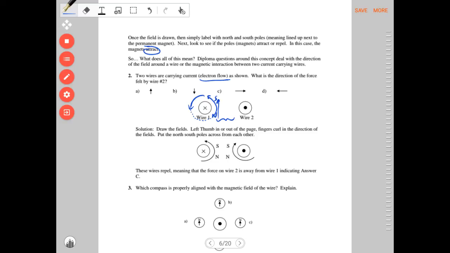Now, drawing the second one, your thumb comes out of the page and your fingers wrap around this way. So they come this way, and then we start here, from north to south. Oh, wait a sec. The south poles line up, the north poles line up. So these two wires are going to repel. That means wire 1 is going to go this way, and wire 2 is going to go that way. Well, the question asks for the force felt by wire 2. So wire 2 is going to go to the right, or answer C. Here's that explanation down there.